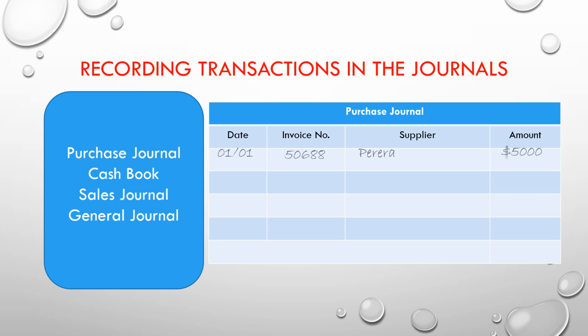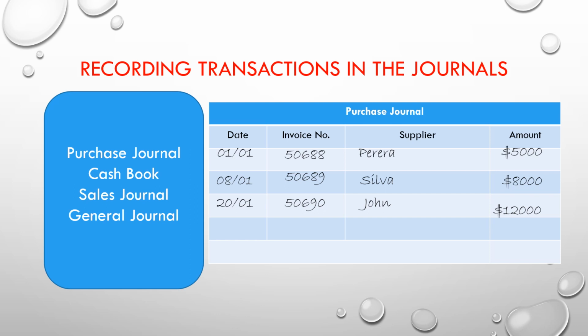We will now consider one transaction. Let's say 1st January we purchase goods from a supplier called Pereira, goods for $5,000. You can keep recording it like this. So we'll say 8th January we purchase from a supplier called Silva, goods for $8,000. We can keep recording like this. So 20th January from John we purchase goods for 12,000. So you can keep recording all of your credit purchase in this purchase journal.